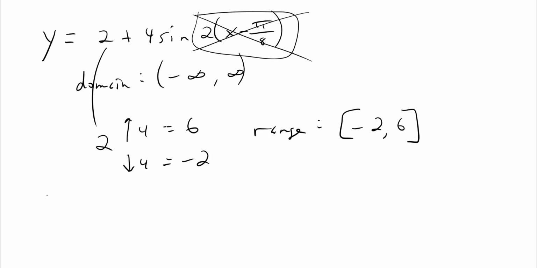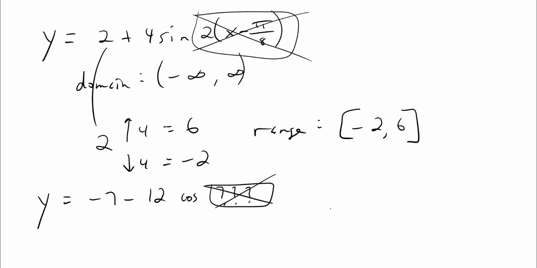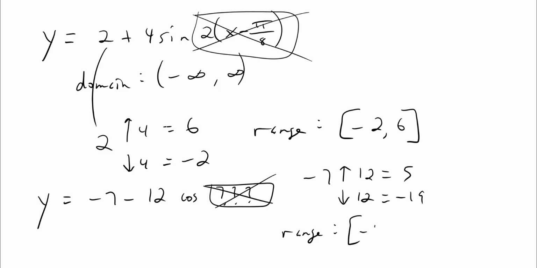Okay, so real quickly, let's do y is equal to negative 7 minus 12 cosine. And again, I don't care what's inside, it doesn't matter, because I'm going to use it anyway. So remember, your dotted line is at negative 7, and you're going to go up 12 and down 12 from that point. So if I add 12 to that, I get 5, and if I subtract 12, I get negative 19. So there you go. Your range is going to be bracket negative 19 to 5. And of course, our domain, we already said, is from negative infinity to positive infinity.